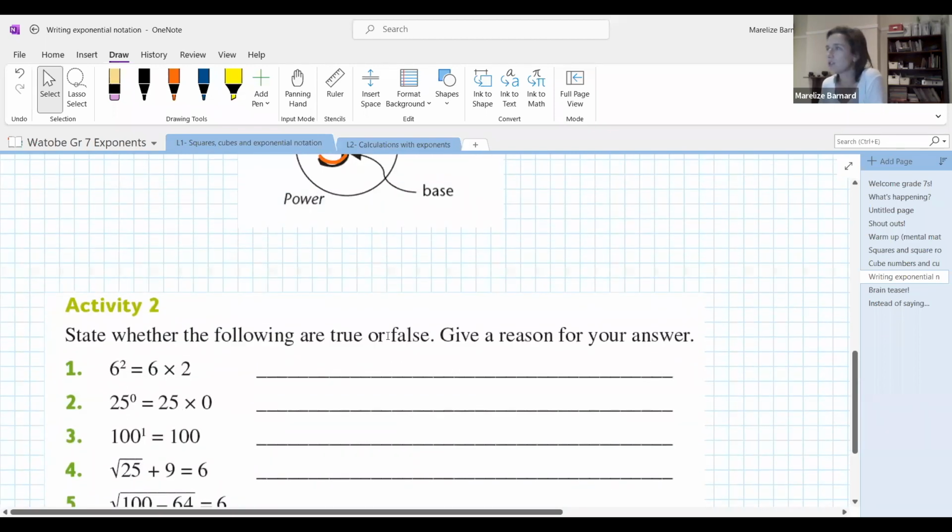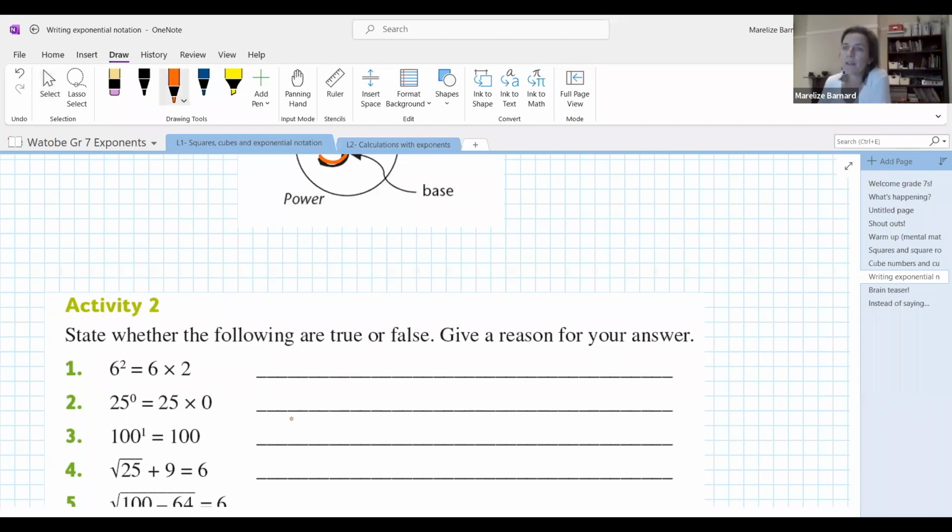Okay, let's do this quickly because I think this is important, just to clear up any confusion that you might have. Say whether the following are true or false, and then give a reason. Ms. Thatch, you can open the chat again. So is 6 squared the same as 6 times 2? Let's see who's been listening. 6 squared, is it the same as 6 times 2? True or false?